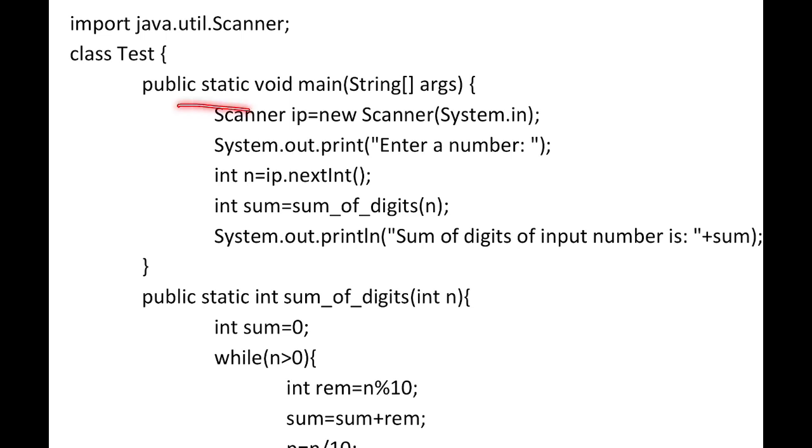So public static void main, we know that the execution of the program starts from the main method. Then this line gets executed, Scanner ip = new Scanner(System.in). So it creates a scanner object. Then System.out.print("Enter a number"). So it is going to display "Enter a number" on the screen.